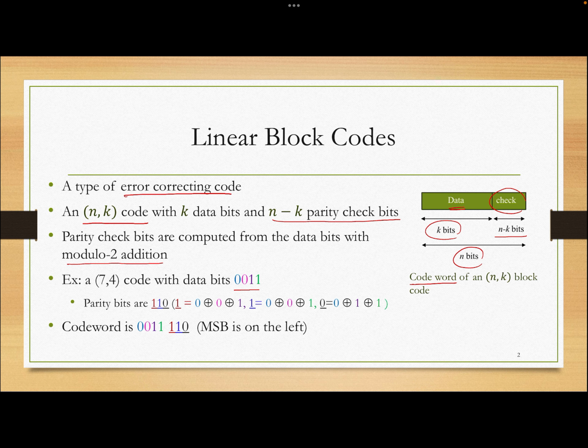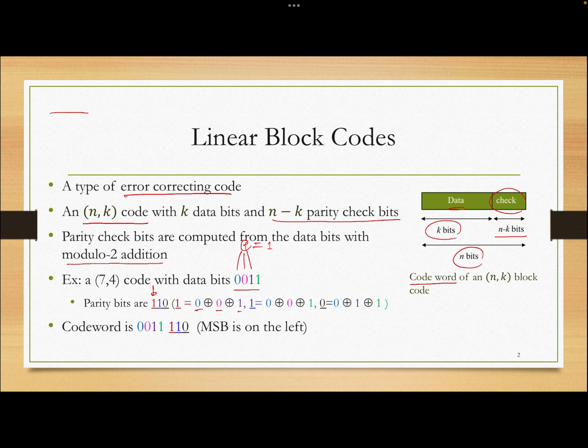The first parity bit, the red one, is computed from the blue, the pink and the violet. So basically it's this one and this one. You add them together with modulo 2 addition and you get 1. So this is the first parity check bit.